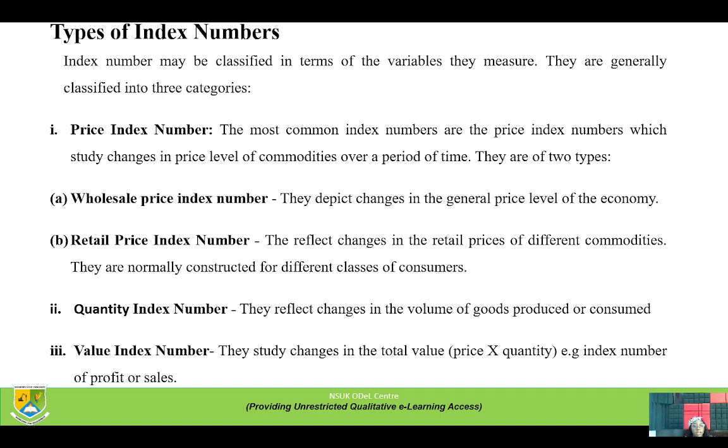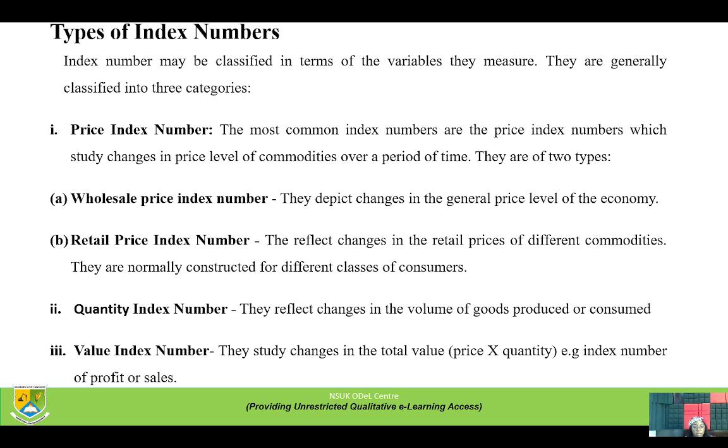Moving on to types of index numbers. Index numbers may be classified in terms of the variables they measure. They are generally classified into 3 categories: the price index number, the quantity index number, and the value index number. The most common index numbers are the price index numbers, which study changes in price level of commodities over a period of time.